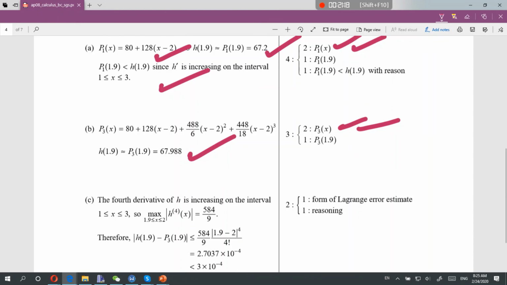Then Lagrange error. We are maximizing it to our derivative. Yep, okay. And it is going to be less than. Okay, cool. Yeah, we're good. So that's all 9 points. Yay.